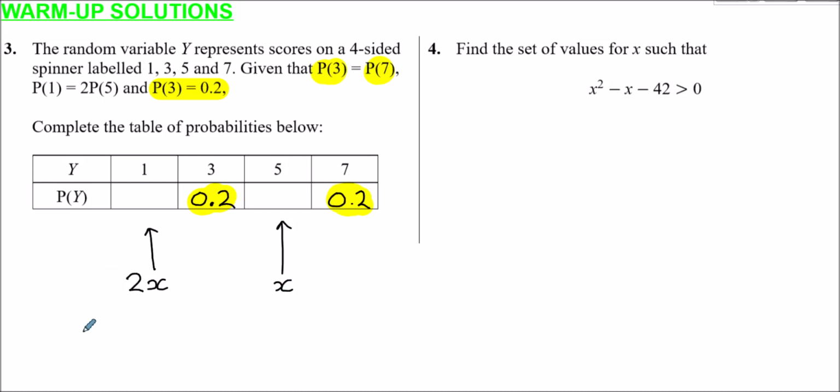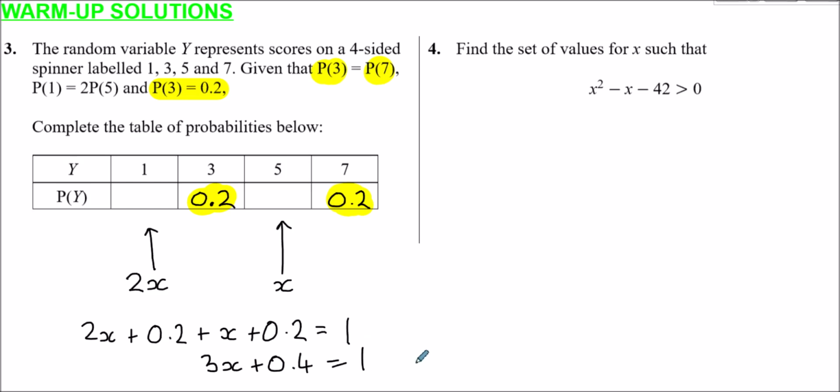So now if we formulate an equation, 2x plus 0.2 plus x plus 0.2, that must all add up to 1, because these four values are all the probabilities for the event, so they must add up to 1. So 2x plus x is 3x, 0.2 plus 0.2 is 0.4, 3x plus 0.4 equals 1.